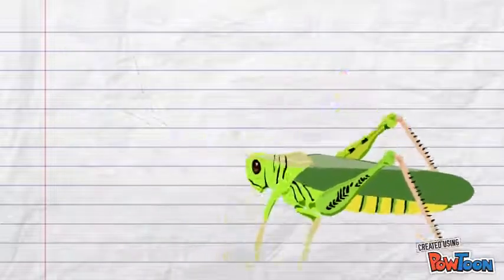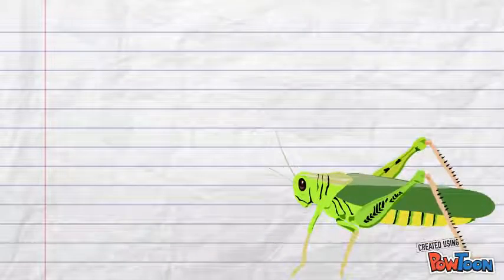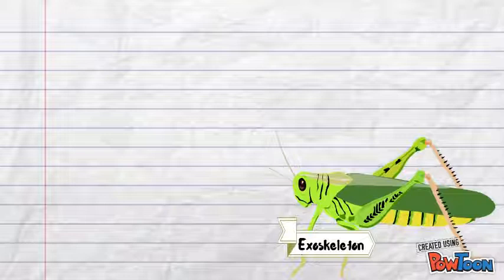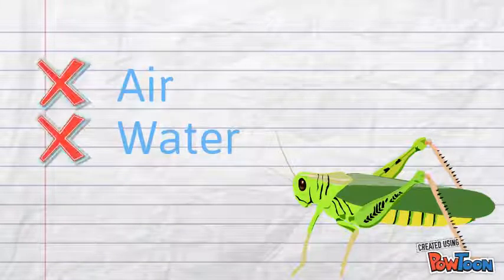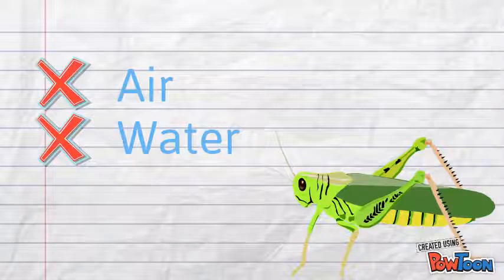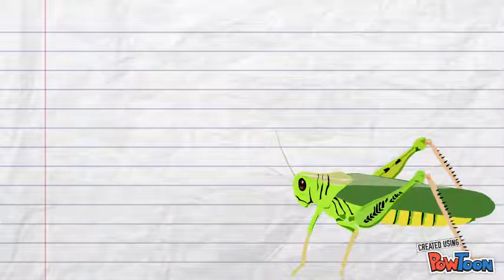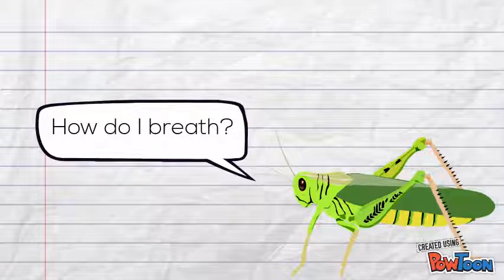Here we have an insect. These creatures have what we call an exoskeleton. It means that the skeleton is outside the body. This exoskeleton is not permeable to water as well as air. They do not have lungs, and their blood does not carry oxygen and carbon dioxide around their bodies. So now you may wonder, how does the air go into the body of an insect?